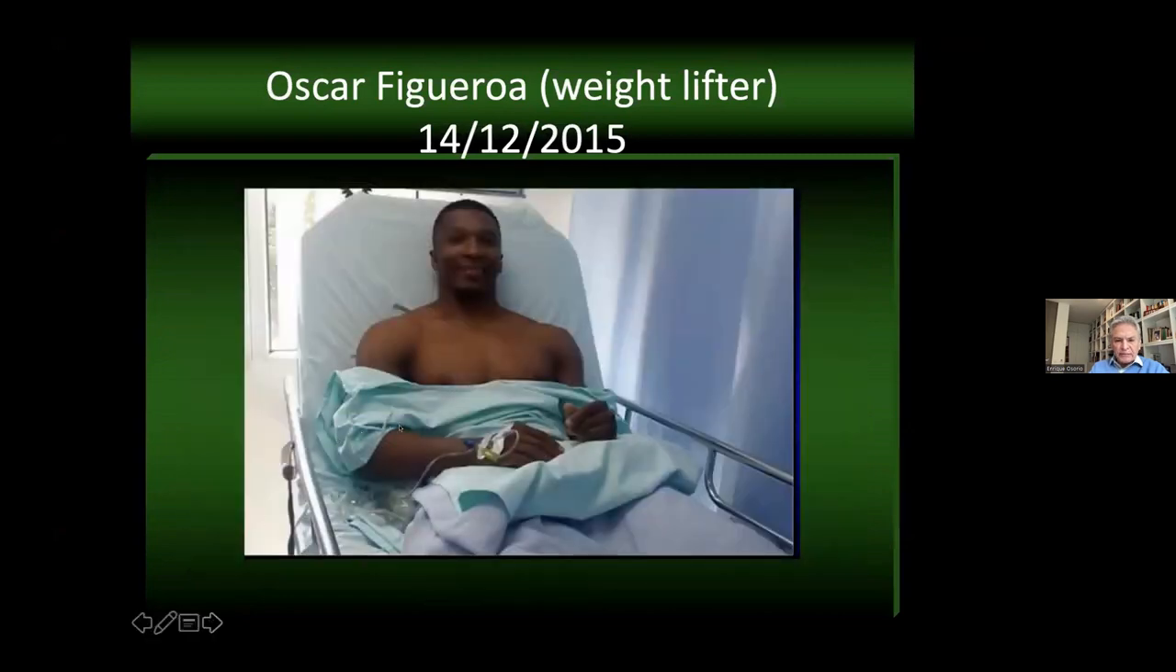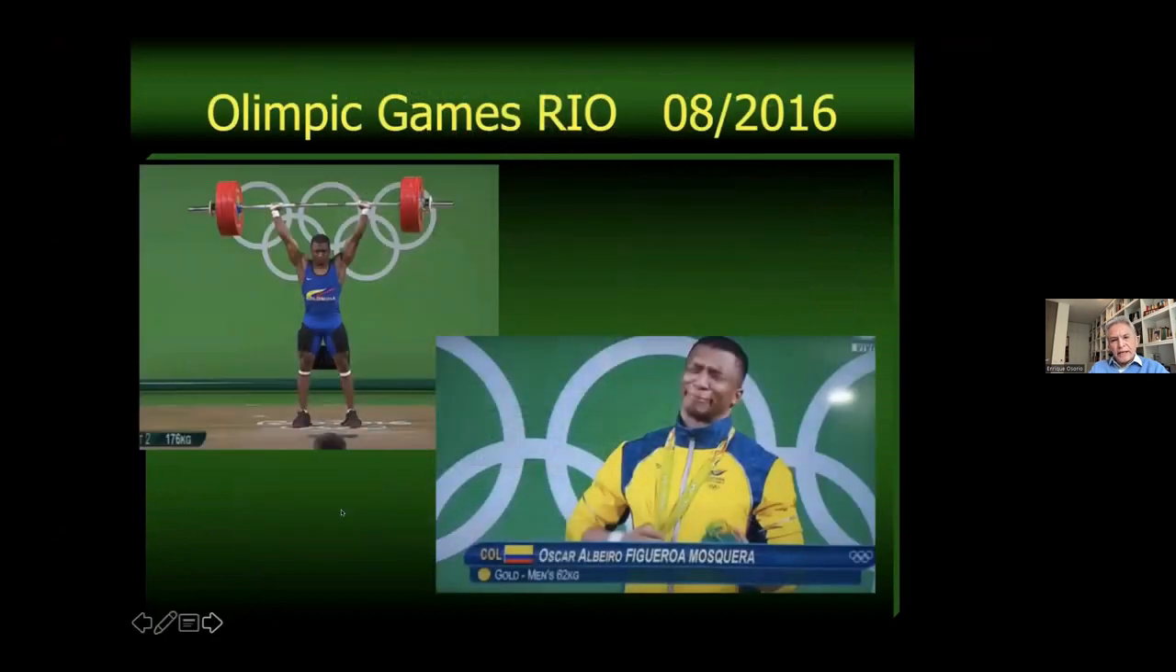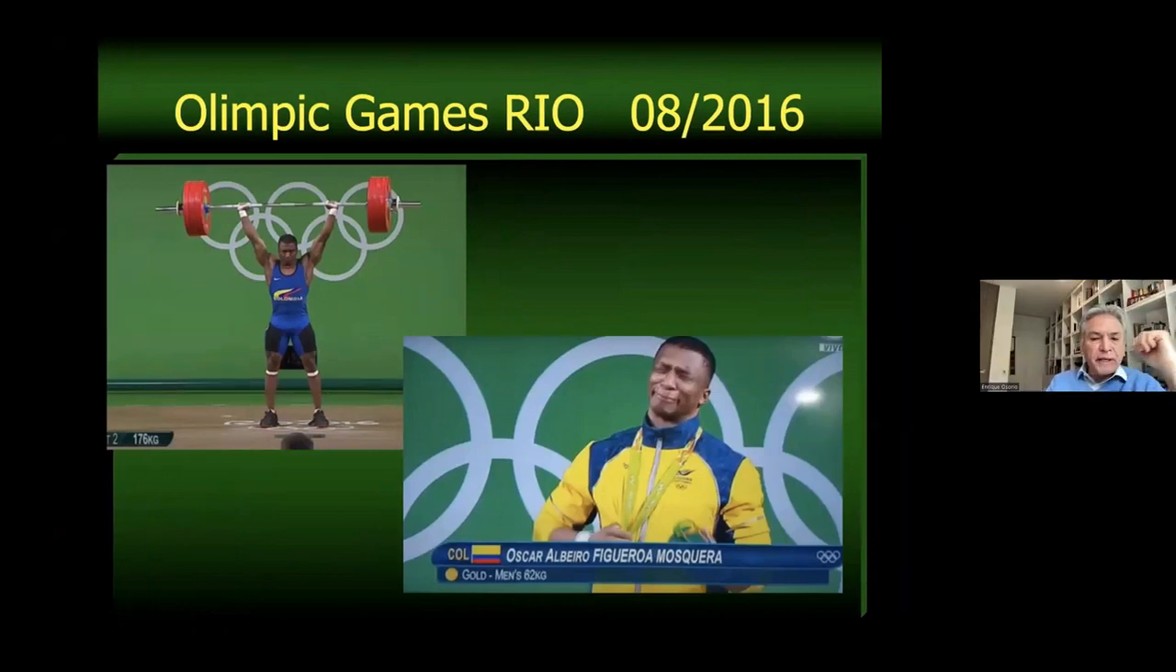And this is after surgery, the same day. This is in December 2015, and 8 months later he got the gold medal in the Olympic Games in Rio de Janeiro. 8 months later.